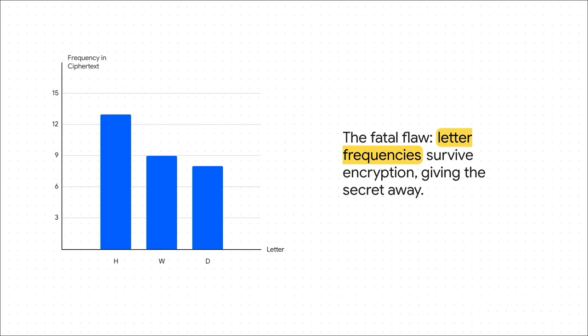The fingerprints of the original language are still there. For example, in English, the letter E is the most common letter by far. So if you just swap E for, say, X, then all of a sudden X is the most common letter in your secret message. A codebreaker can spot that a mile away, and it makes cracking these ciphers shockingly easy.